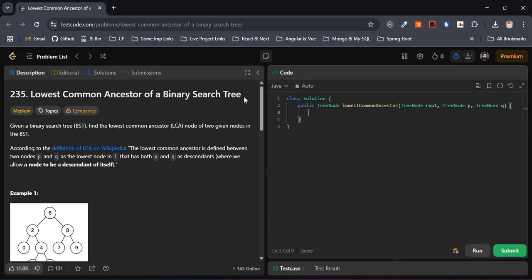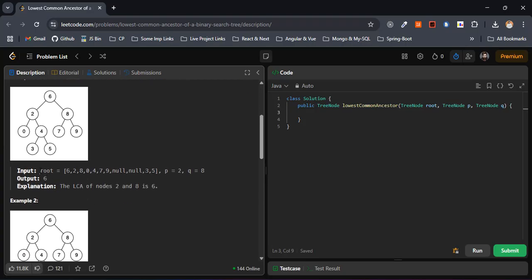Hello everyone, today let's solve problem number 235, lowest common ancestor of a binary search tree. What the question states here is that we are given the root of the binary search tree, and we have been given two nodes P and Q also. P is 2 and Q is 8 here.